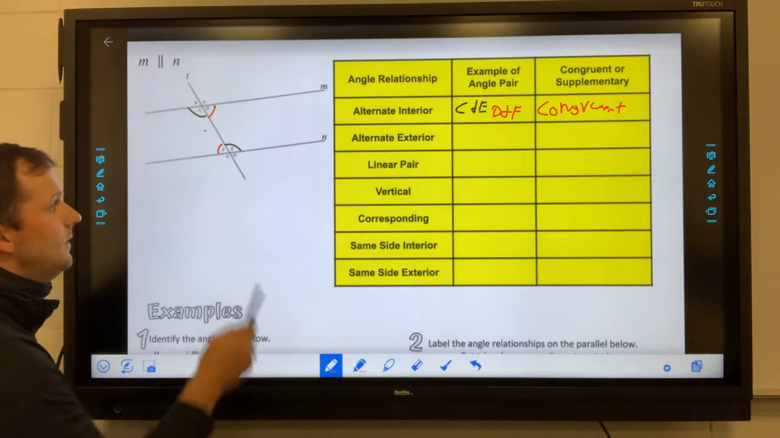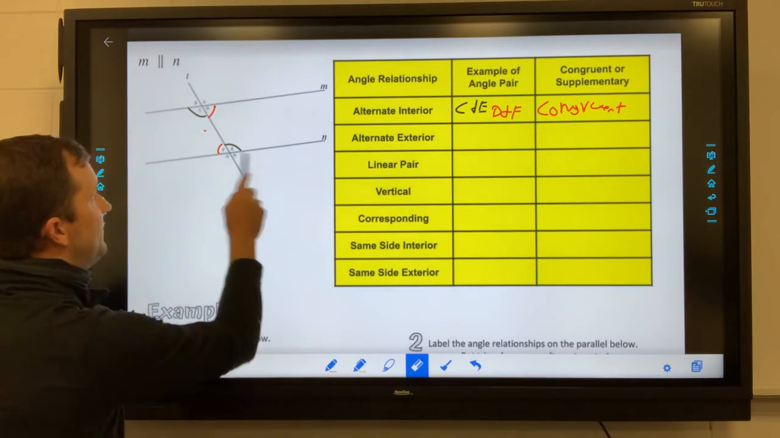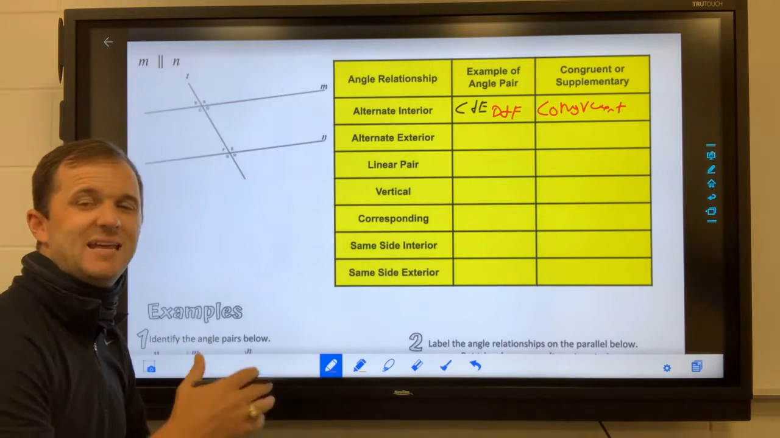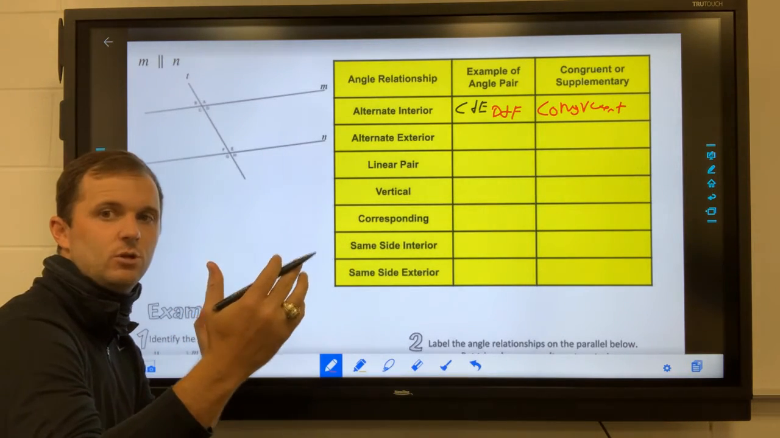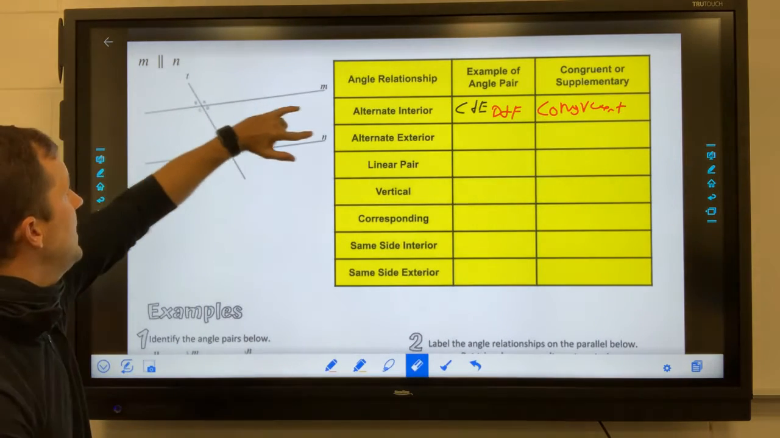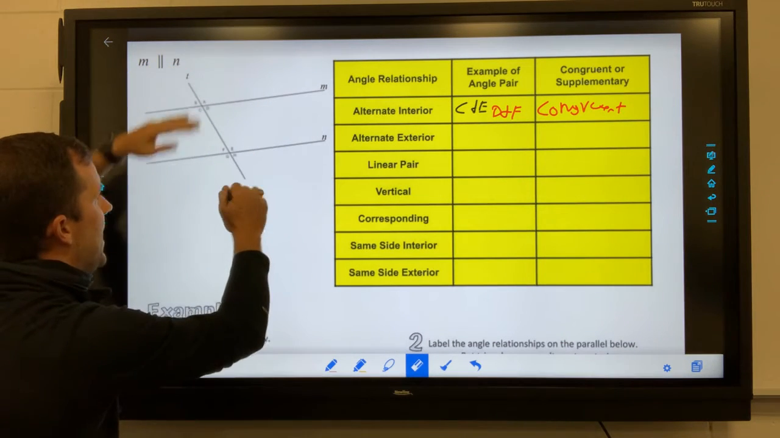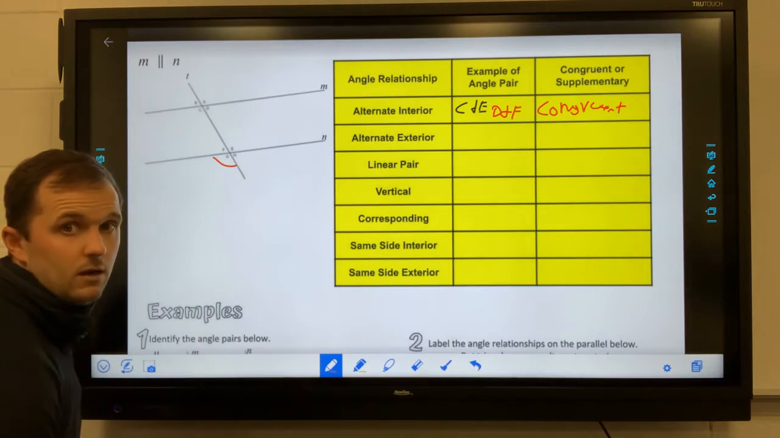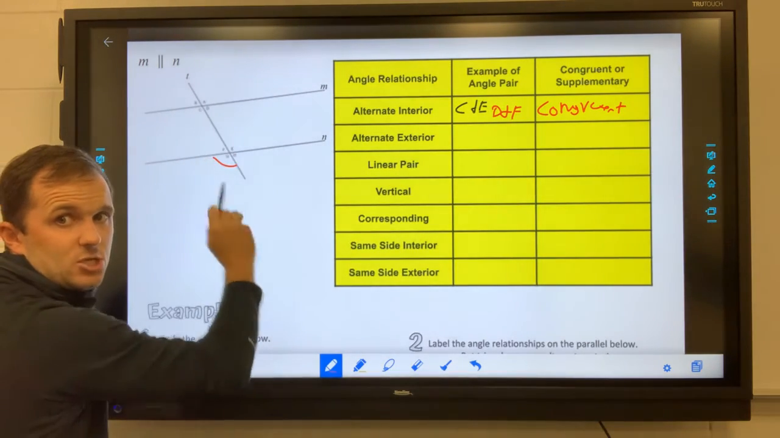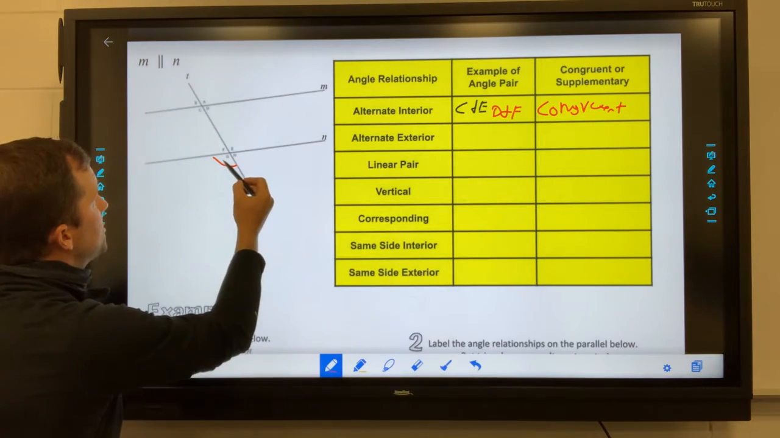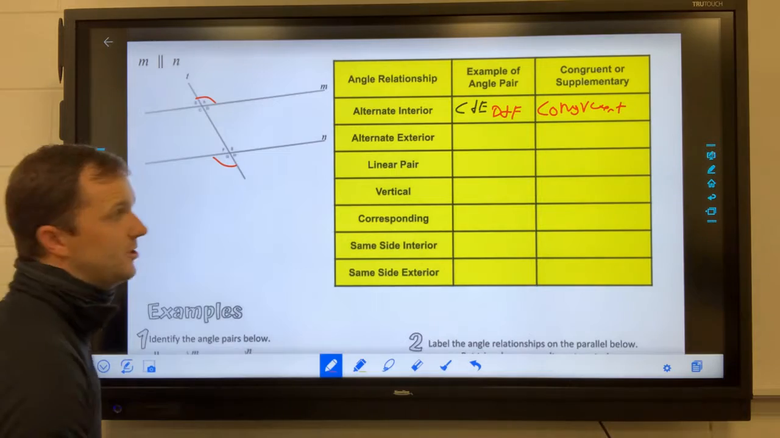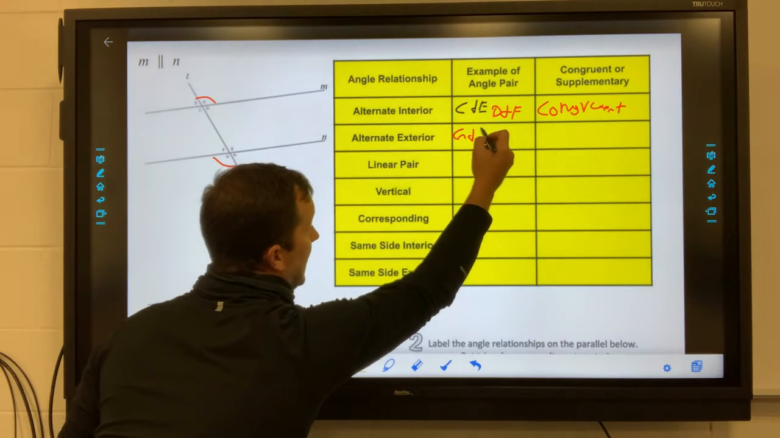Okay? The next thing we're going to look at is what specifically alternate exterior means. Alternate exterior, remember, alternate means opposite sides of your transversal. Exterior means the outside of the parallel lines. So here are my parallel lines, and I'm looking at the angles outside of that. Let's look at angle G down here. The alternates of that are going to be H and A, but G and H are going to be something different in a little bit. The alternate exterior angle is going to be A. So G and A are alternate exterior angles.